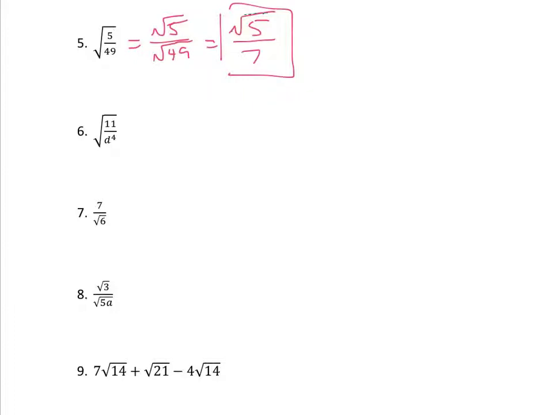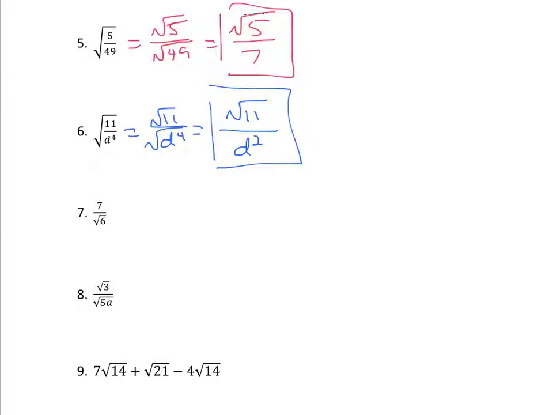Same idea for number 6, square root of 11 over square root of d to the 4th. So square root of 11 you can't do anything with, but square root of d to the 4th, you can pull out as many groups of 2 d's as there are in there. Well, there's 2 groups of 2 d's in there, so it's just d squared, and there's no d's left on the inside of the root. So you're finished.